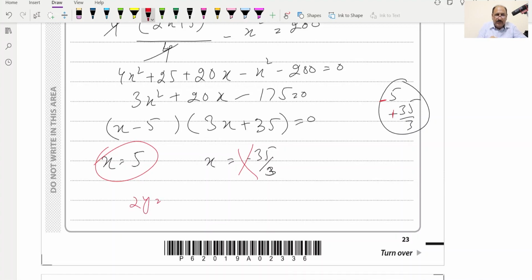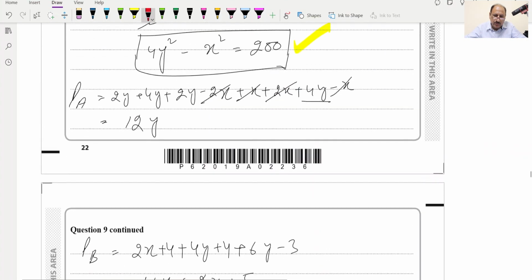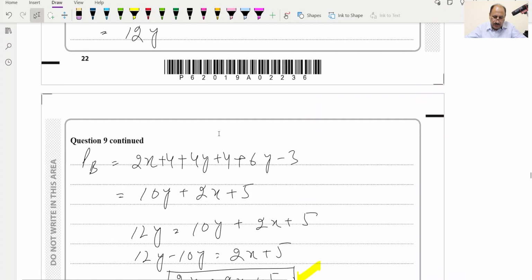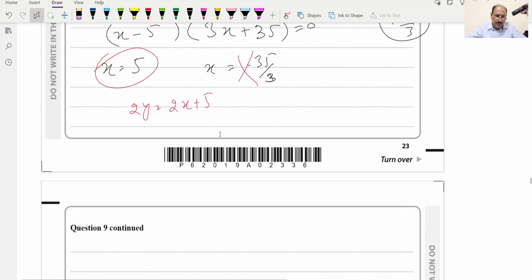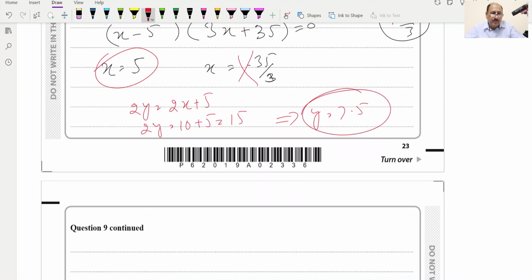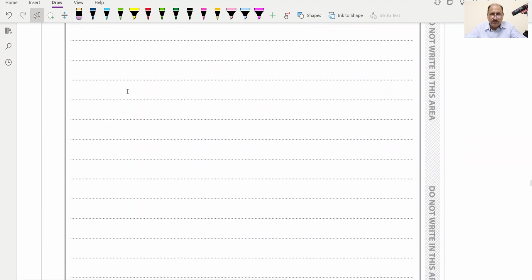We know 2y = 2x + 5, which we have already done. So we replace the value of x. Basically we are using this equation, this one. In this one we can replace x = 5. So 2y = 10 + 5, which is equal to 15. So this implies y = 7.5. This will be the final answer for this question. Hopefully you got this question as well.